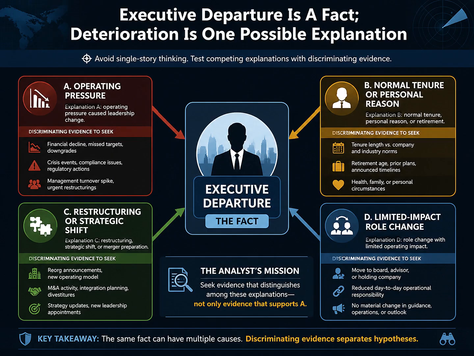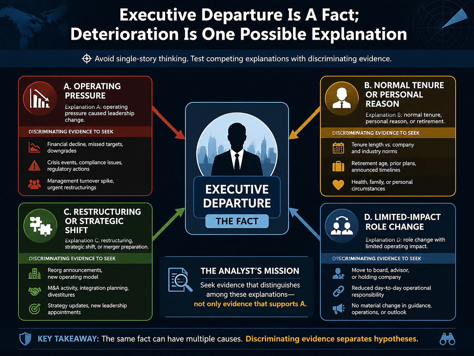Executive departure is a fact. Operating deterioration is only one explanation. Other explanations include normal tenure, retirement, personal reasons, restructuring, strategic change, merger preparation, or a role with limited operating impact. Alternative explanations do not all deserve equal weight, but they deserve explicit consideration. Ask which evidence would distinguish them.